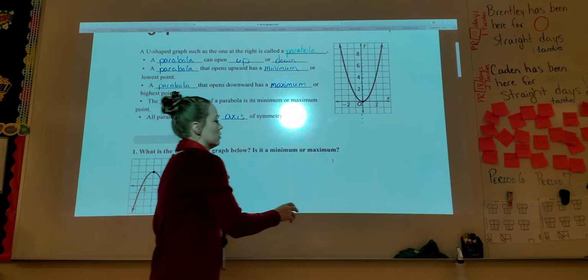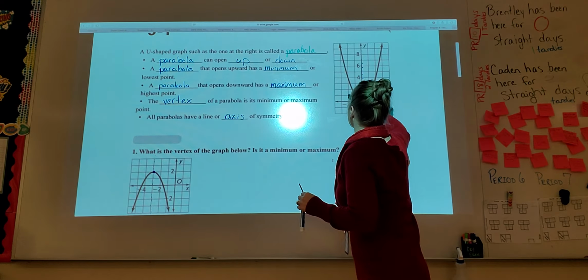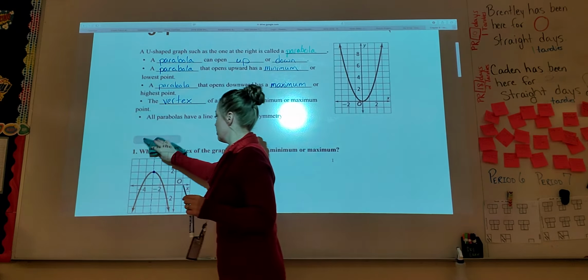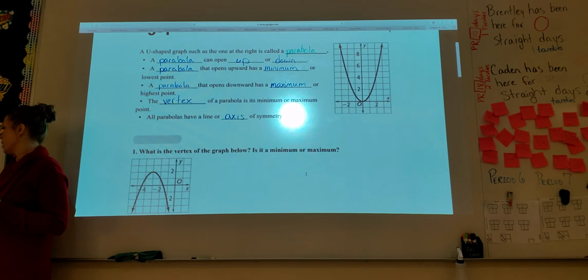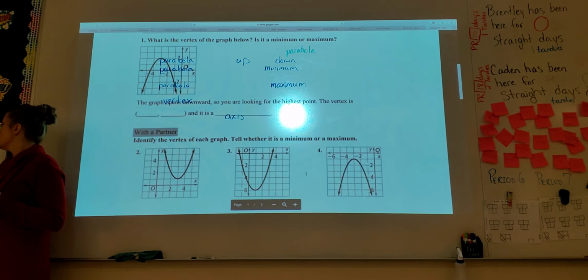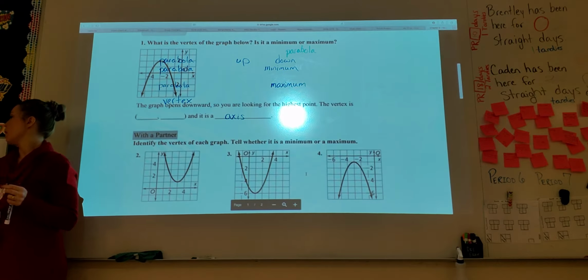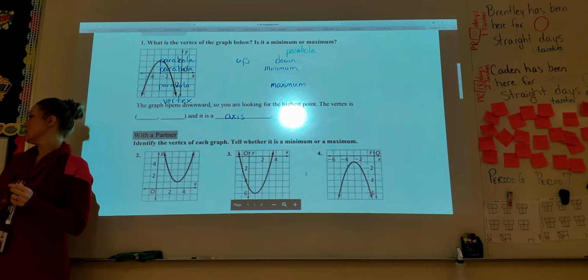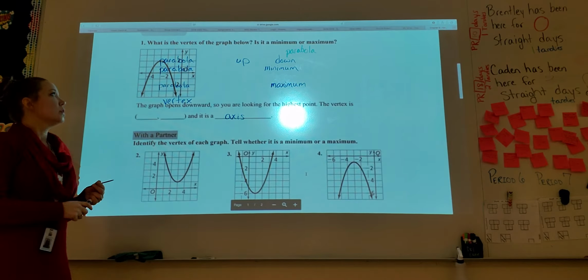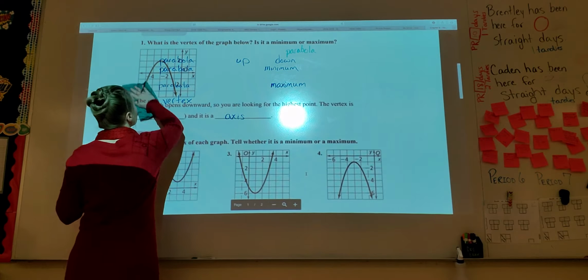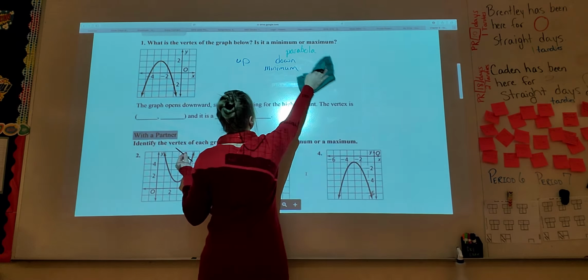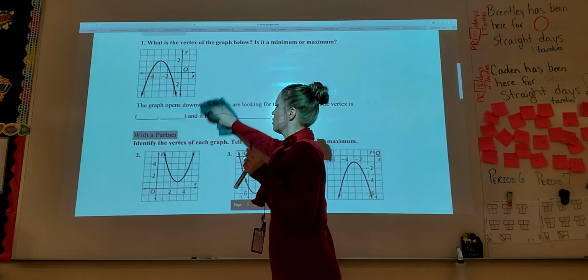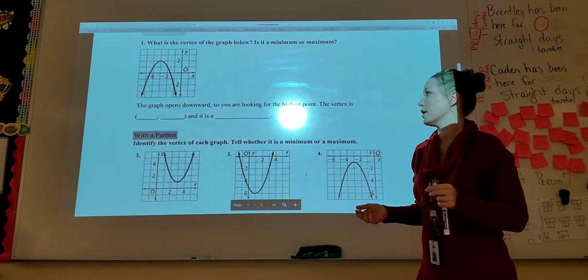All right, so let's move on. So we've got some vocabulary down. Minimum, maximum, vertex, parabola. We know they either open up or down. So now we're going to talk about, it says, what is the vertex of the graph below? Is it a minimum or maximum? So we have to identify the vertex point. You identify a point by naming its coordinates. So it's an ordered pair, x and y.